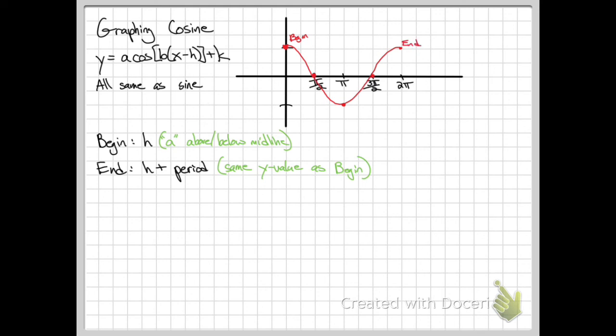Then the end is found the same way, H plus the period. The middle is opposite A. Maybe we should add that. So if you went up 2 for the beginning and end, you'll go down 2 from the midline for the middle. And then the middle of those sections are actually on the midline. Let's add our midline to this graph. I'm going to make it extra thick just so you can see it. The midline's right here. And there's only 2 points on the midline this time.